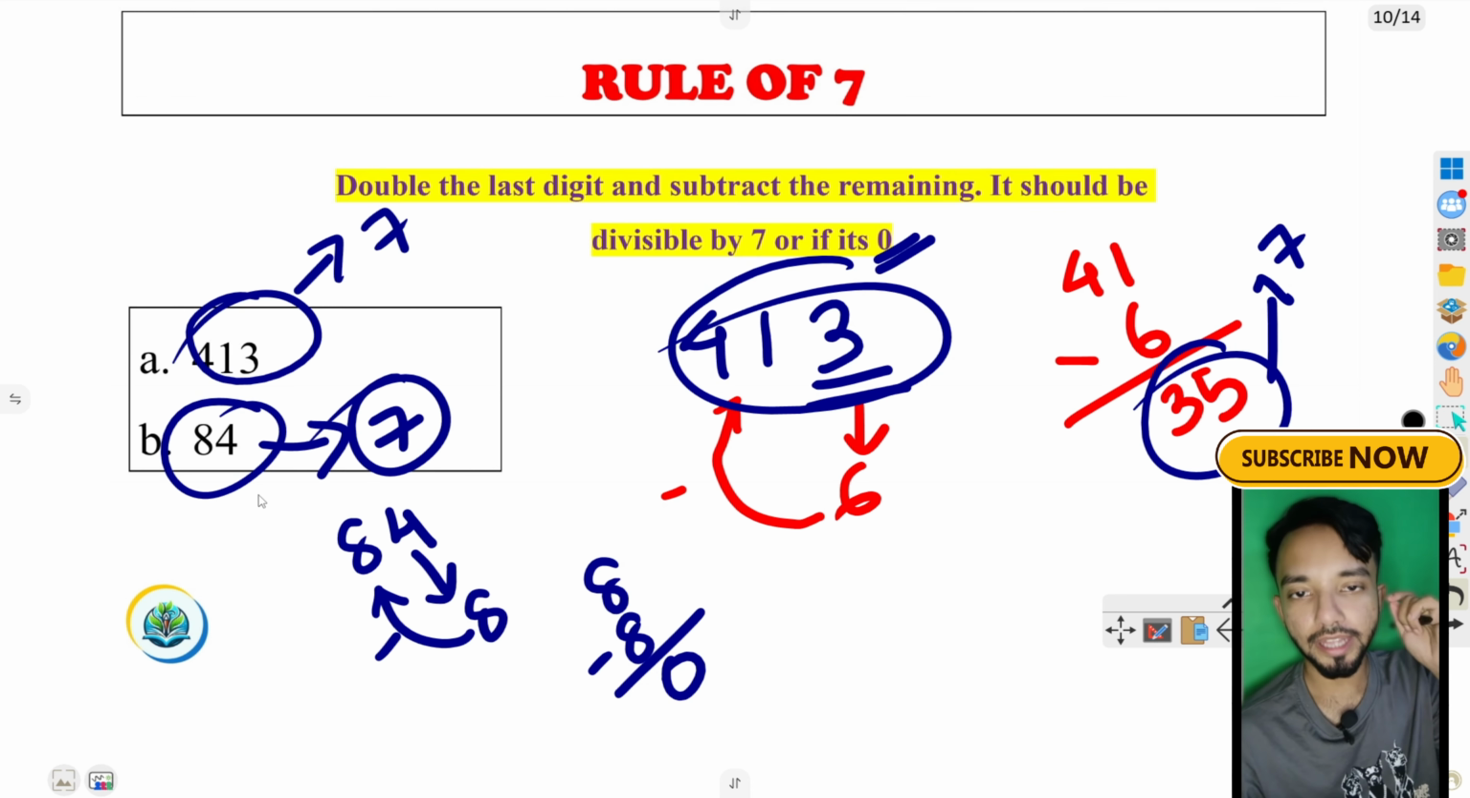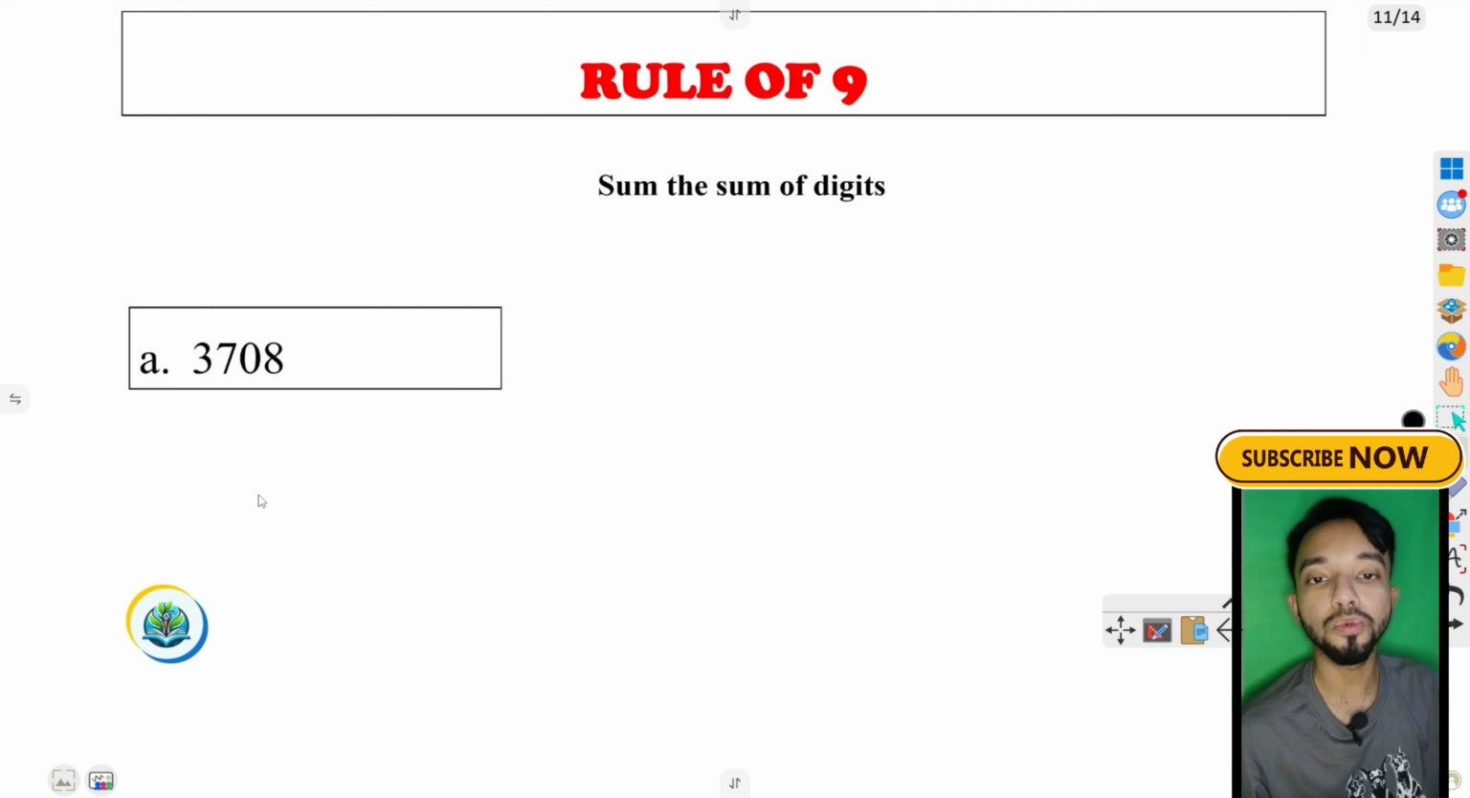What you need to do is take the last digit of the number, double it, and subtract it from the remaining digits. After subtraction, if the number is divisible by 7 or it's equal to 0, that means the number is divisible by 7. Is it clear? If it's clear, let's move to the next rule, that is the rule of 9.